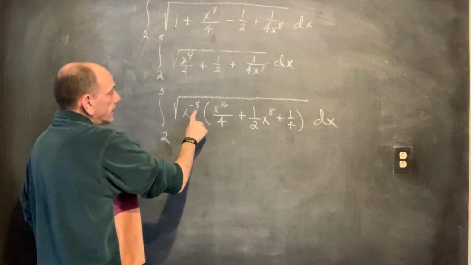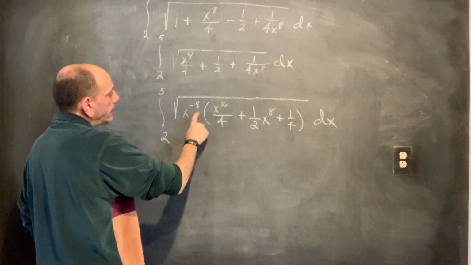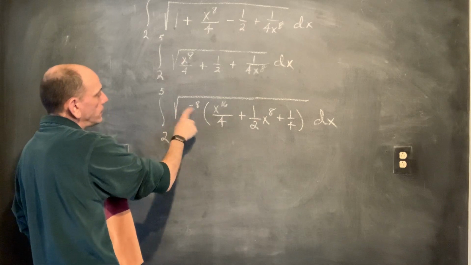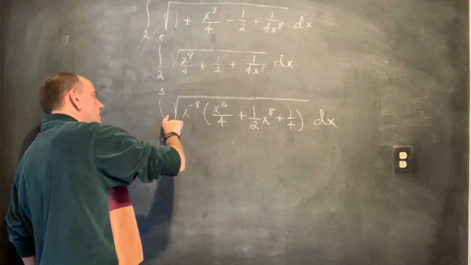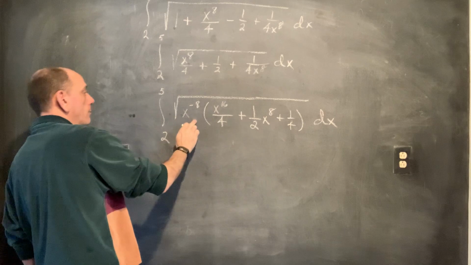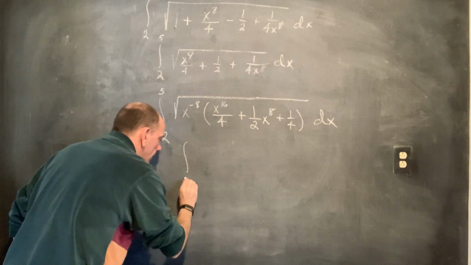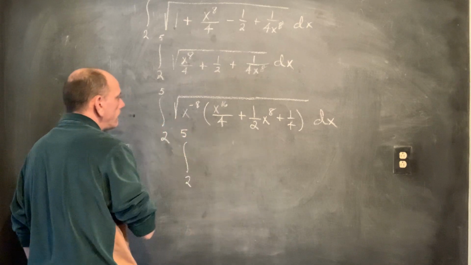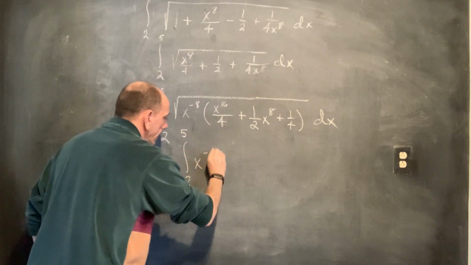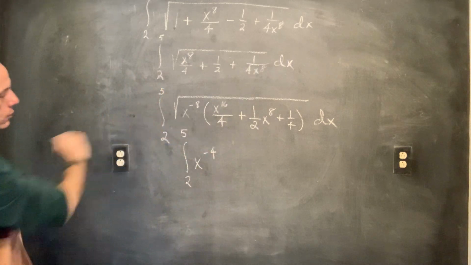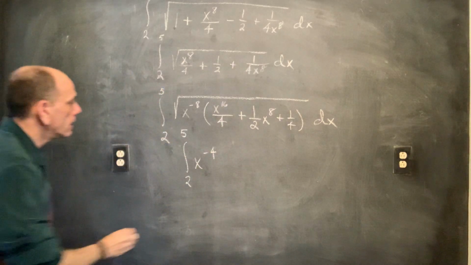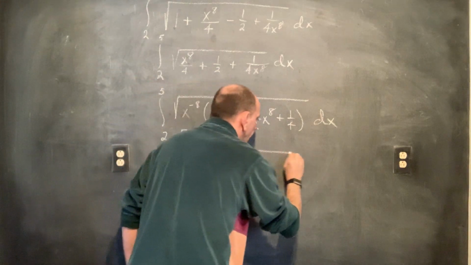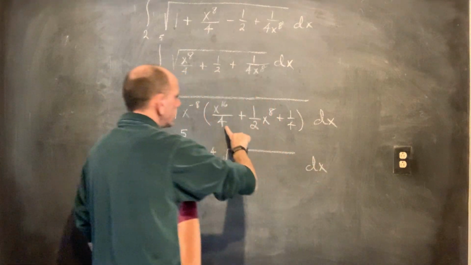And now this is a perfect square. So I can take the square root, just divide by 2, and pull that outside here. Not outside of the whole thing, but outside of the root. So I've got 2 to 5, x to the negative 4. Let's take the square root of negative 8. And underneath, I've got this function here.